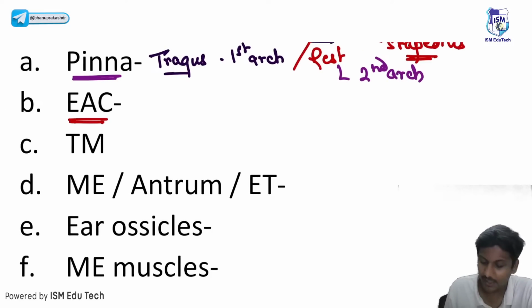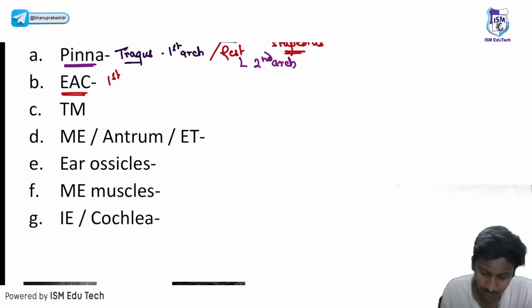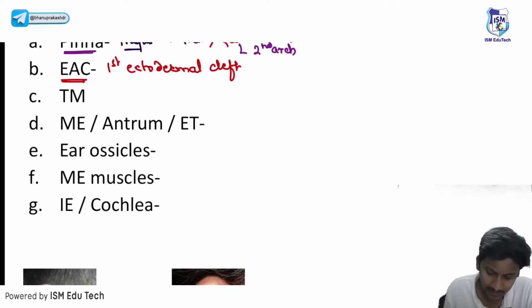Next is the EAC. What is EAC? EAC is nothing but the external auditory canal, also known as the external acoustic meatus. It is usually developed from the first ectodermal cleft. That's important.